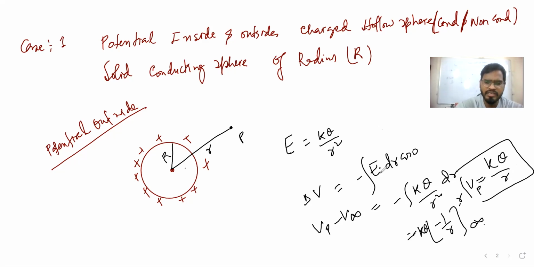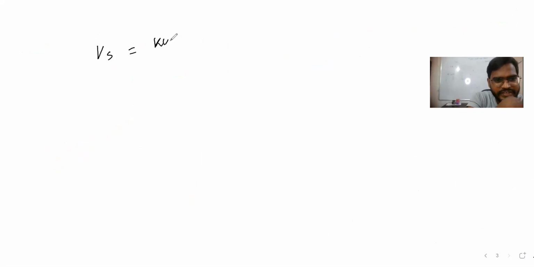Now potential on the surface, we know potential on the surface of the conductor is always constant. So we can say directly it is constant on the surface. So potential Vs, potential at the surface is kq by r.